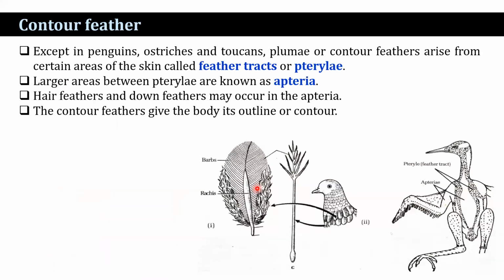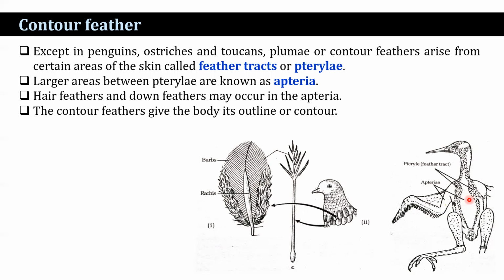Now, contour feather, that is also known as pennae, is found in all birds except penguins, ostriches, and toucans. The contour feathers arise from certain areas of the skin that are known as feather tracts or pterylae. Large areas between pterylae are also known as apteria, that is a featherless zone. Hair feather and down feather may occur in the apteria. However, the contour feathers give the body its outline, so they are known as contour feathers.